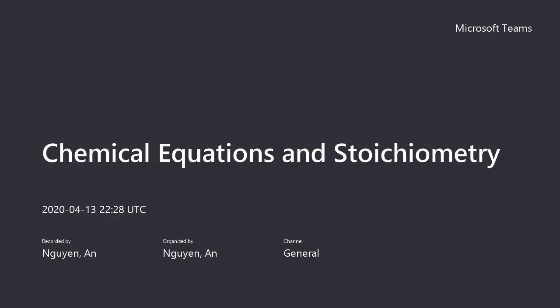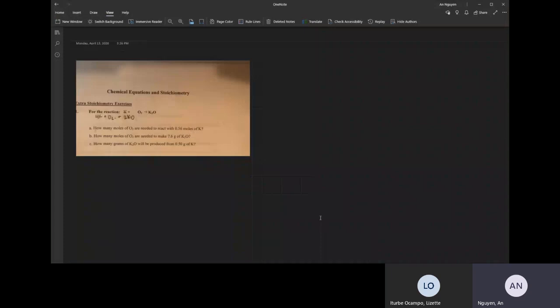to react with 0.56 moles of potassium. So first we have to balance the equation. So what we have here is K plus O2 to give us K2O.